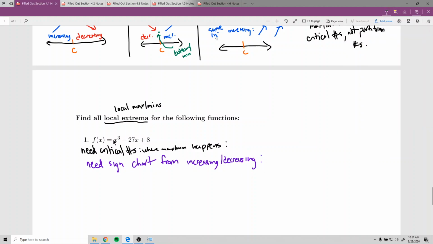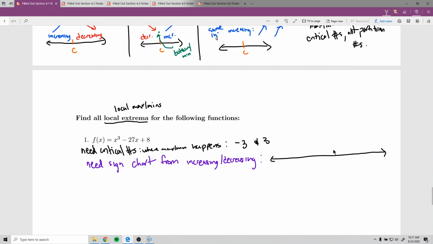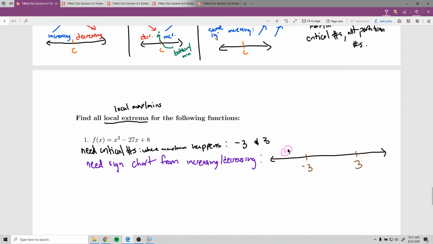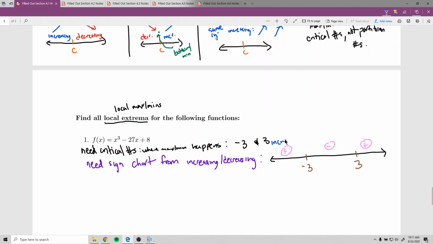All right, so the critical numbers from this one, I'll remind you, are -3 and 3. And then the sign chart. You probably still have it in your notes. You can just refer back to it. I'm going to redraw it so it's right here. We mark off our critical numbers. And it was plus minus plus, which we wrote in increasing on the outsides and decreasing on the inside.